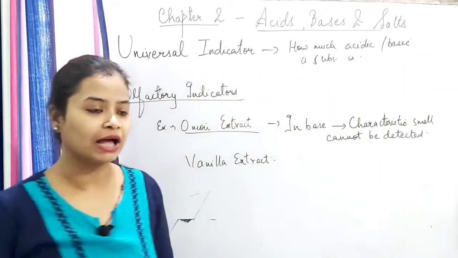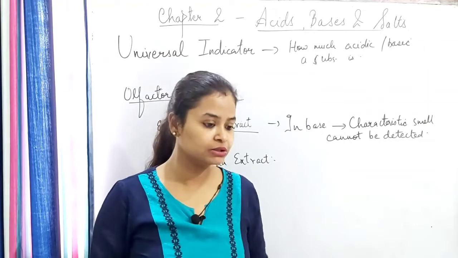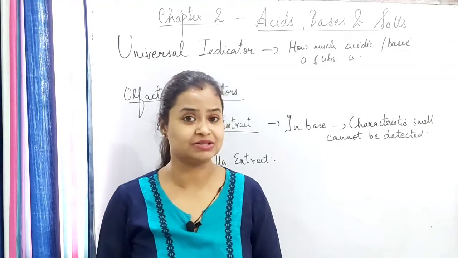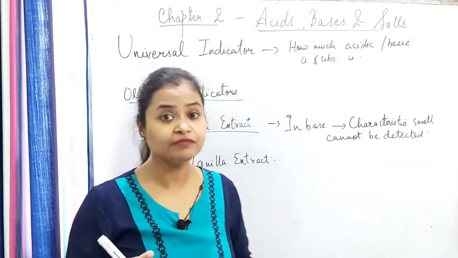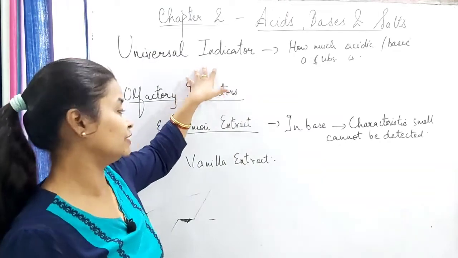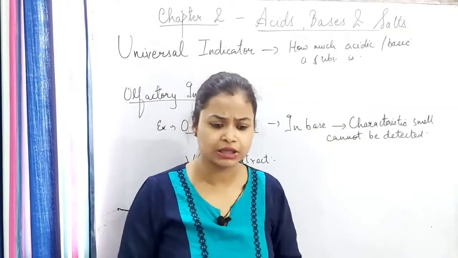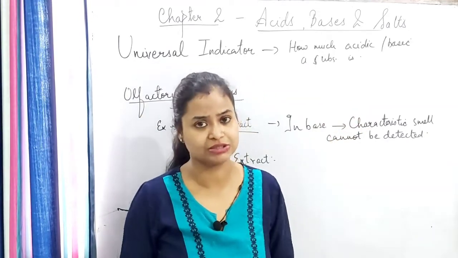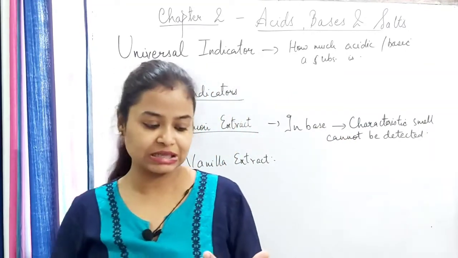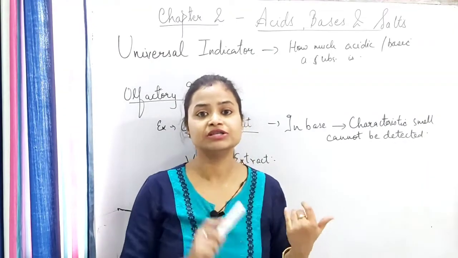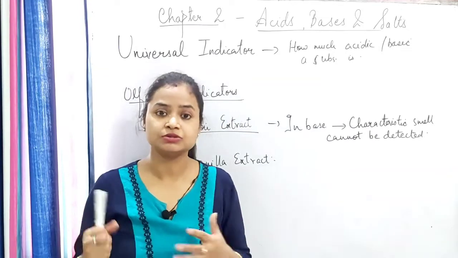Fine. Whereas these other indicators which we have discussed now were only helping us find out whether the given substance is an acid or a base. They were not telling how much acidic or basic it is. Even we can find out whether the substance is neutral in nature by using universal indicator. Universal indicator comes as strips as well as solution. We will see this in further detail, but just now remember that there is one universal indicator which helps us find out how much acidic or basic a given substance is.